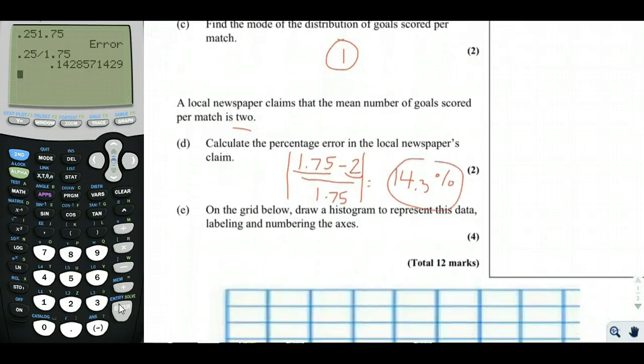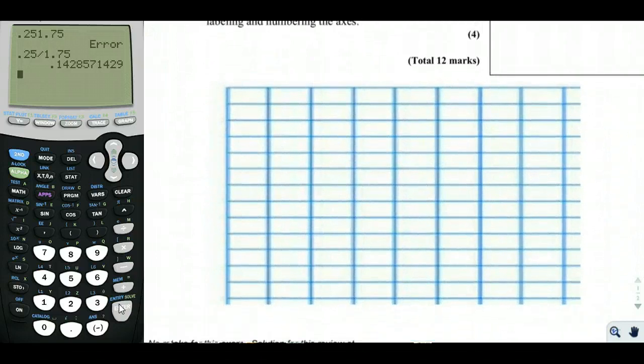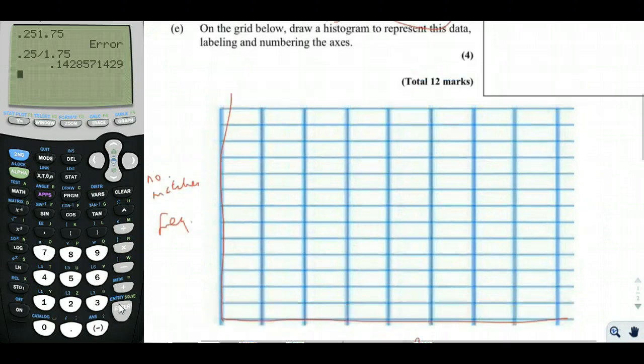Okay, on the grid below, draw a histogram to represent this data, labeling and numbering the axes. Now we need to remember that we always need to say the meaning of each of these axes. And the bottom one is going to be number of goals. And the vertical axis is going to be number of matches, or you could also say frequency.